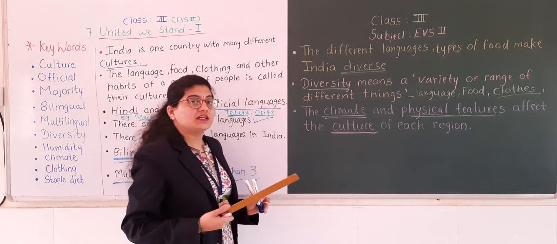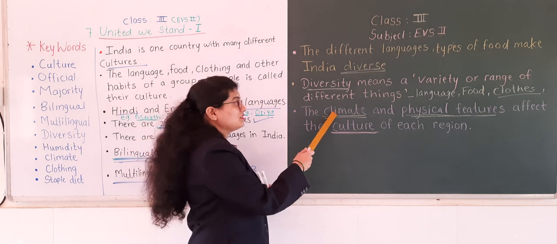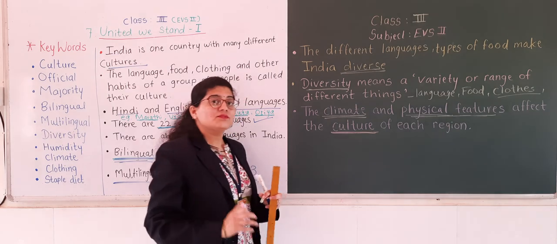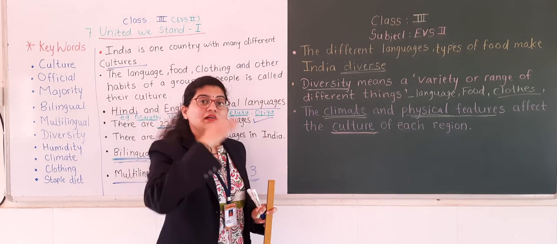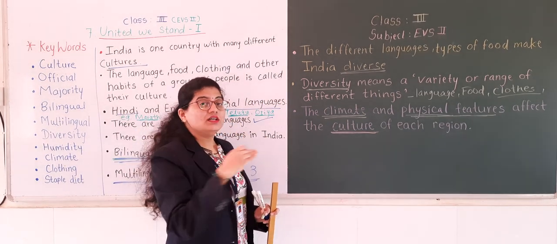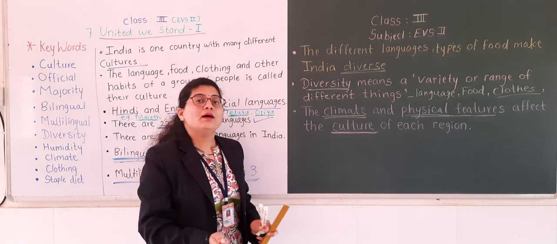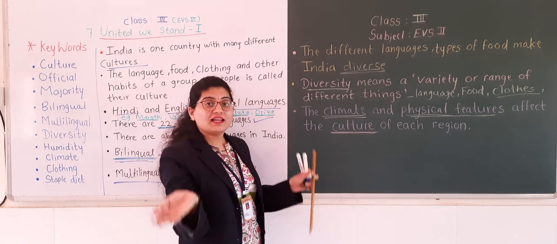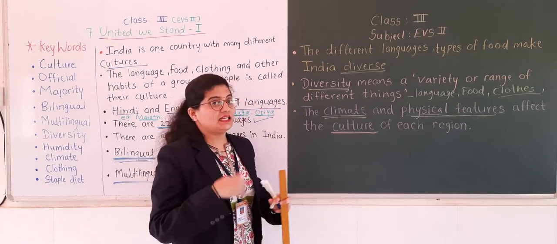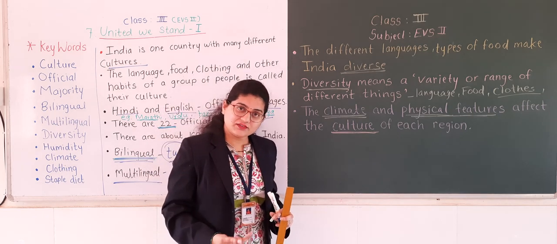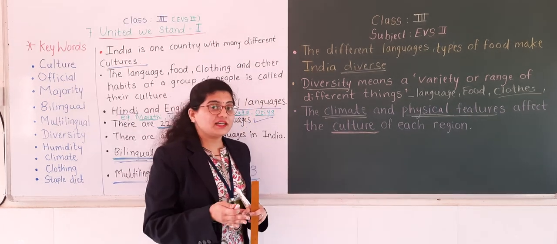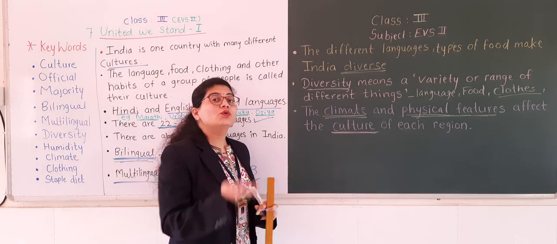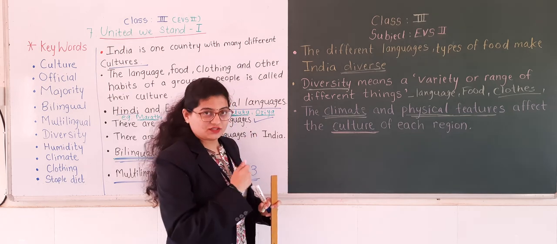As we are having different climate in the different regions, or we can say that we have different physical features in different regions, such as to the north we are having mountains, then we have northern plains, then we have peninsular plateaus, then we also have desert, islands and coastal plains in India. These are the different physical features of India. So they affect the culture and lifestyle of the people who live in that particular region.